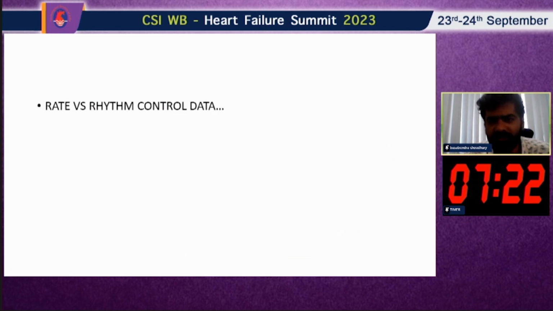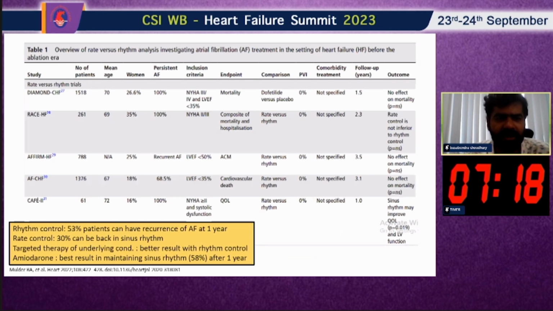Now, if we look at the rate versus rhythm control data, the earlier studies, when catheter ablation was not an option, showed that, apart from one or two studies, the all-cause mortality or the major endpoints did not vary significantly whether we go for rate control or rhythm control. The important studies being the DIAMOND CHF study, the AFFIRM heart failure subset, which was derived from the AFFIRM registry, and the AF-CHF study. These showed that the all-cause mortality and hard endpoints were not significantly reduced whether we go for rhythm control versus rate control. Some of the studies showed that rate control is not inferior to rhythm control, and sinus rhythm, that is with rhythm control, may improve quality of life and LV function.